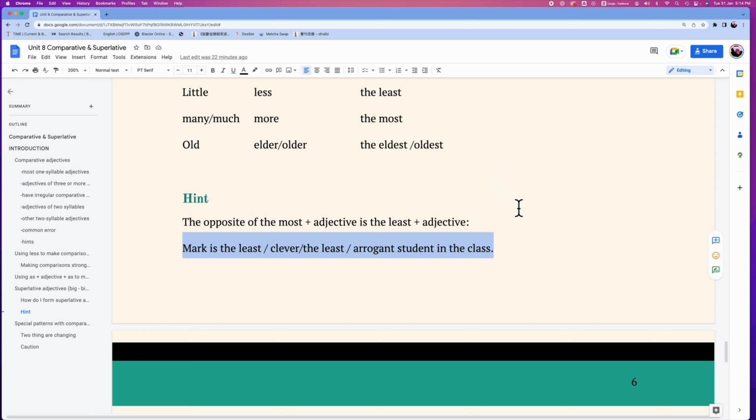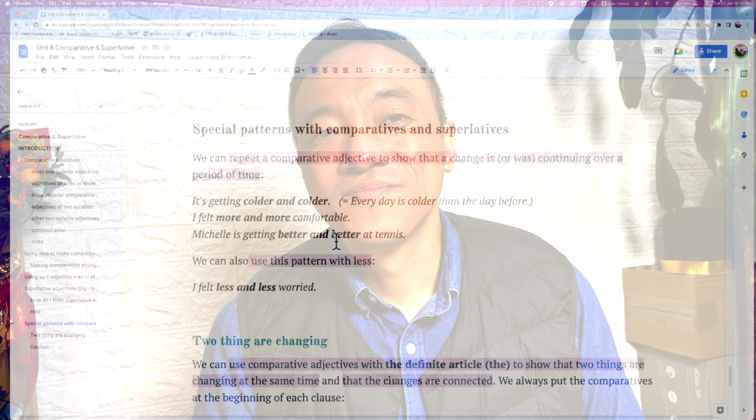In conclusion, superlative adjectives are used to compare more than two things or people and to indicate that one thing or person is the most or least of a certain quality among a group. The superlative form is formed in a similar way to the comparative form, but with the definite article, the, preceding the superlative adjective.